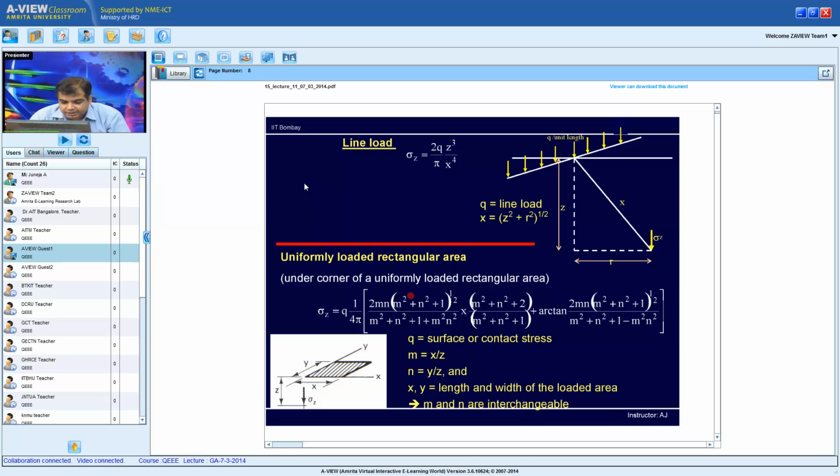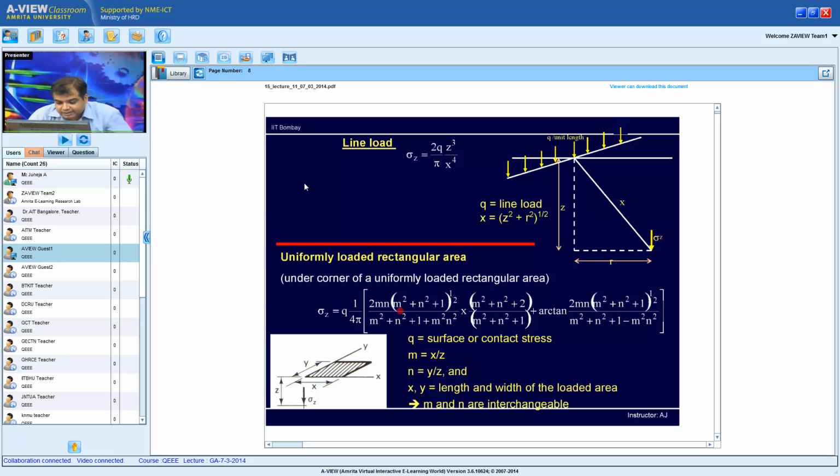For a uniformly loaded rectangular area, so if I have a rectangular area which is loaded in this manner, x in one direction, y in the other direction, and you're looking at sigma z below the corner. Remember, this is one corner. I'm looking at sigma z at this depth z. What is this value? Sigma z is given by this whole lot. Now we are not going to remember this. Fortunately, we don't need to remember.